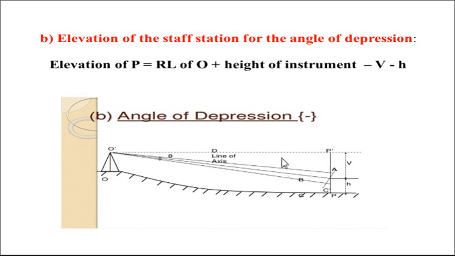So when the situation is like this, the RL of point P is equal to the RL of this O plus height of instrument, minus V minus H, because we are getting the RL of this and we want the RL of this. If we subtract these two, we will get the RL of point P, and this is when the angle of depression is there. So this is all about this lecture.